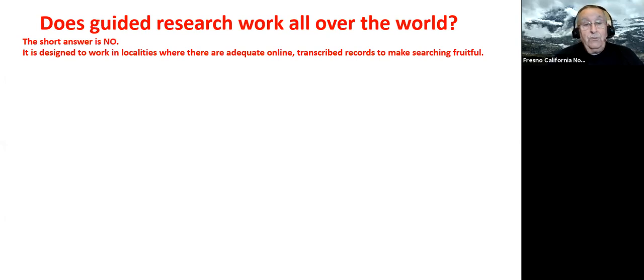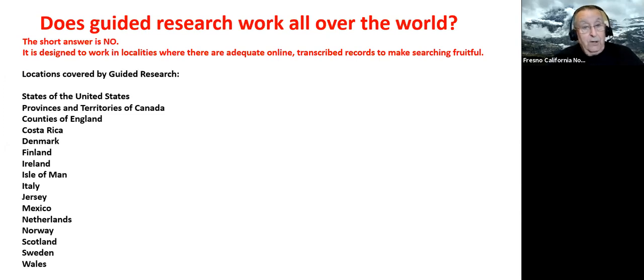They want you to use it for a locality where you have a chance for success, because there are things online that are already transcribed. So they started with, and they are enlarging it with these localities. United States, and they break that down by state so that you can search specific states in the United States. Canada is divided up into its provinces and territories.